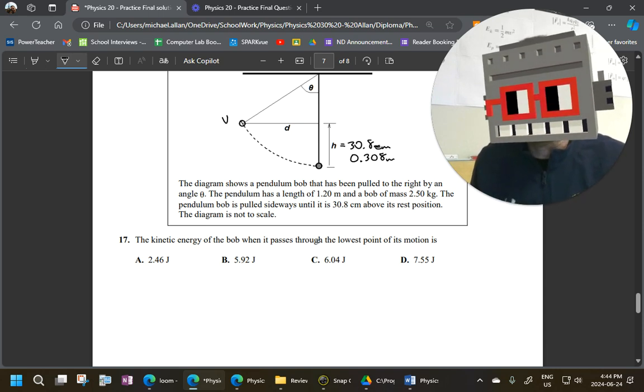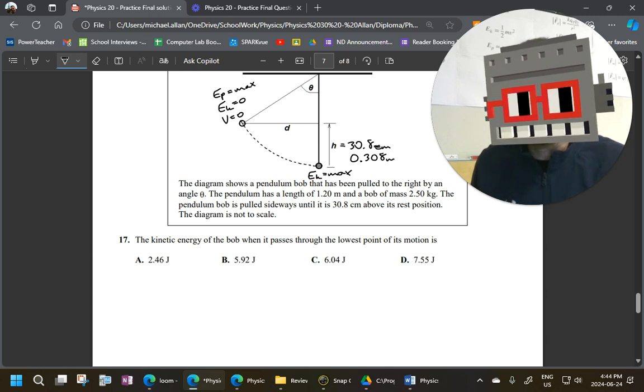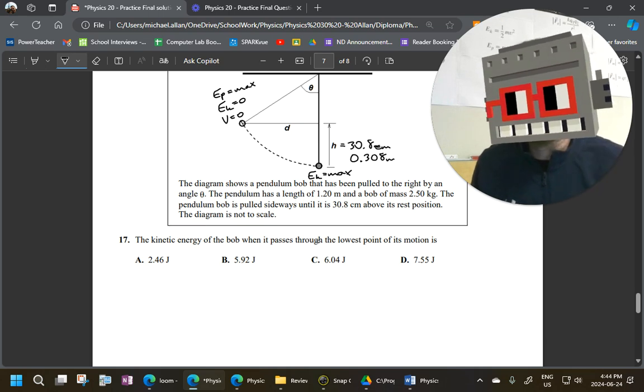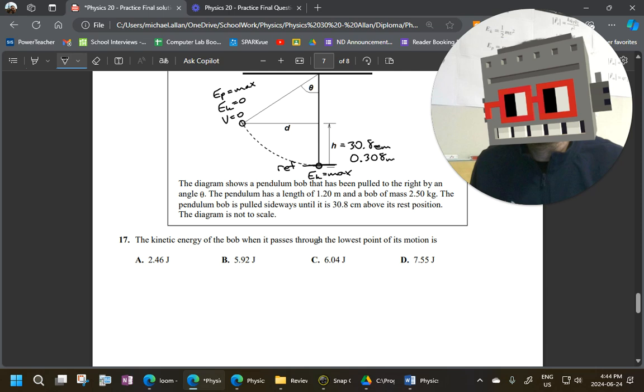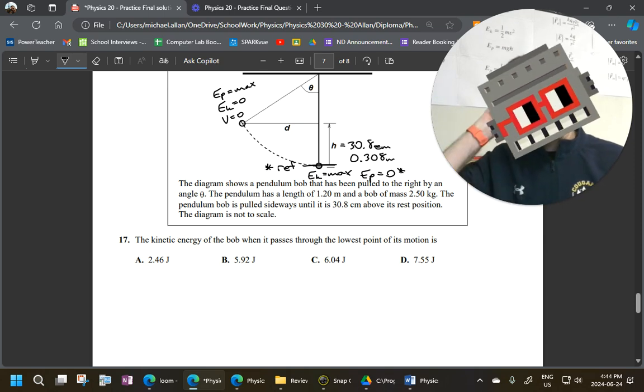So at the top here, its speed is going to be 0, and then at the bottom it would have its maximum kinetic energy. So here, my EK is 0, but my EP is at a max. It's the highest it's ever going to go. But down here, we're at a max kinetic energy, and that's what we're looking for. What's this max kinetic energy down there? So using conservation of energy, and if I just say that down here is my reference point, then my EP is 0 because we're at our reference point here.